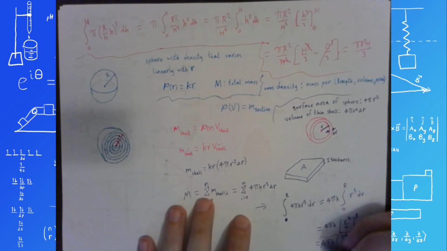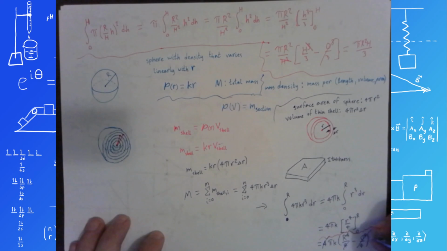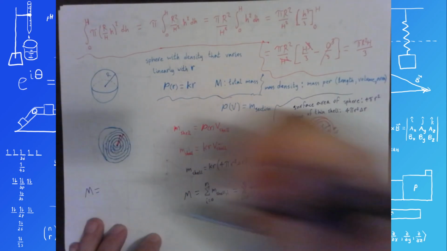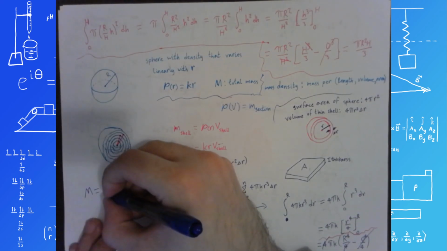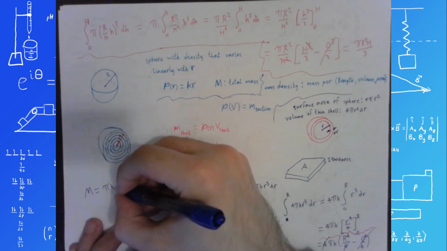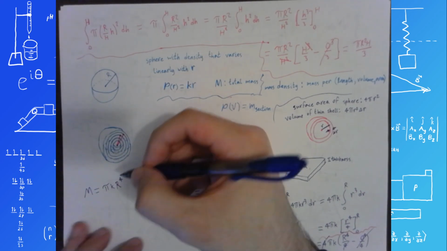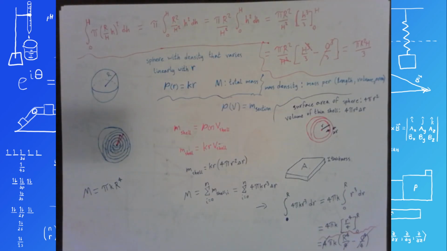And this 4 cancels with this 4, and I get the total mass is equal to pi k times the radius of the sphere to the 4th power. Okay, not really the best example I could have given, but maybe this is something to revisit later once you've had more experience and it'll make sense at a later time. I do not blame you for being confused by this.